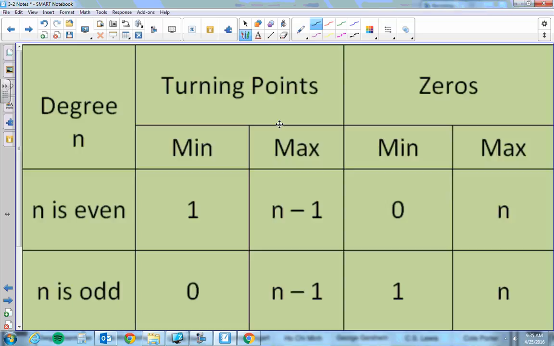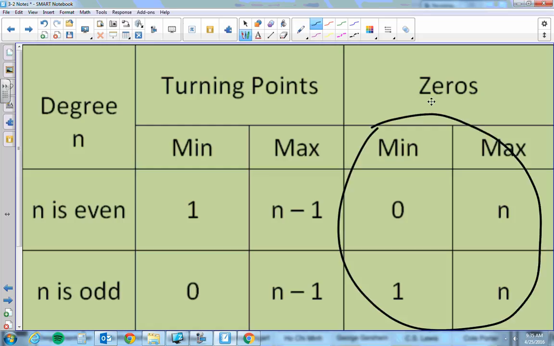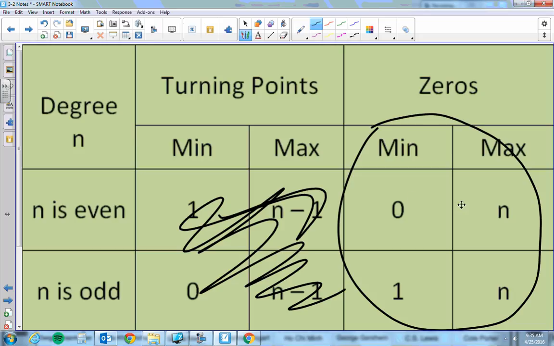Here, I want you to write this down real quick under that table you have on your paper. So if you're talking about zeros, the minimum is 0 and 1, but the max is just always n. We'll get back to that. No, just focus on zeros for now.